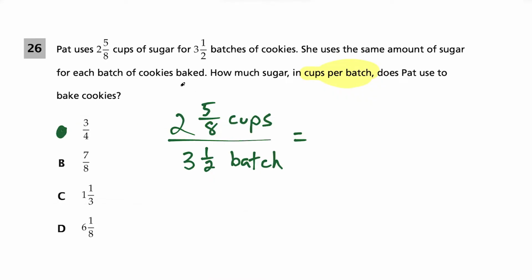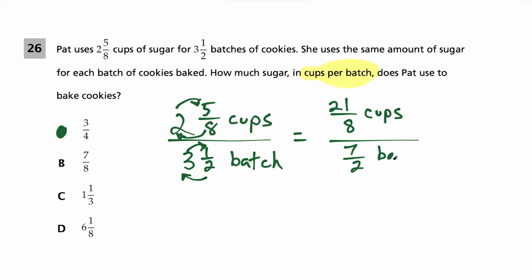If we want to do this by hand, it's definitely more work. We would have to turn both of these into improper fractions and divide that way. So I would do 2 times 8 is 16, and then 16 plus 5 is 21. So I get 21 over 8 for cups. And then on bottom here, 3.5, I would do 3 times 2 is 6, plus 1 is 7, so I get 7 over 2. And this is for the batches of cookies, okay? So we get 7 over 2 here.